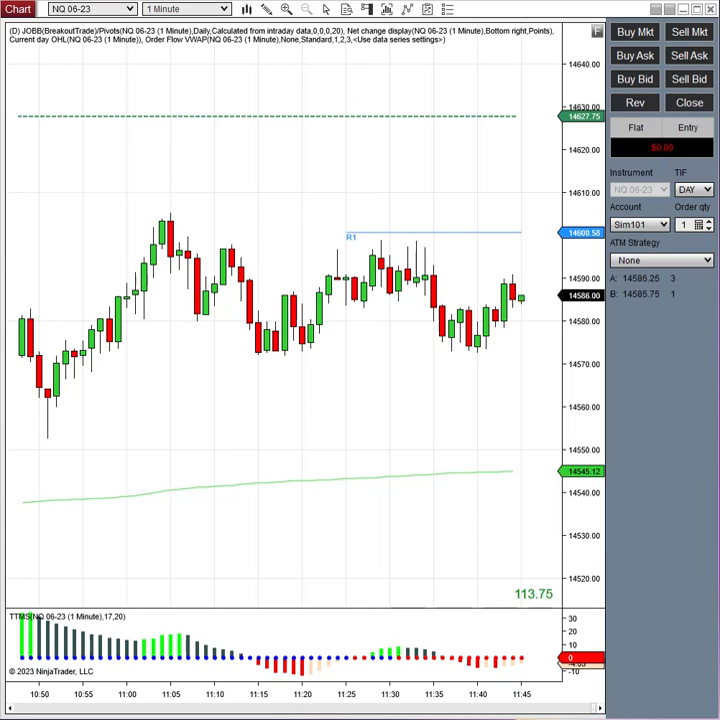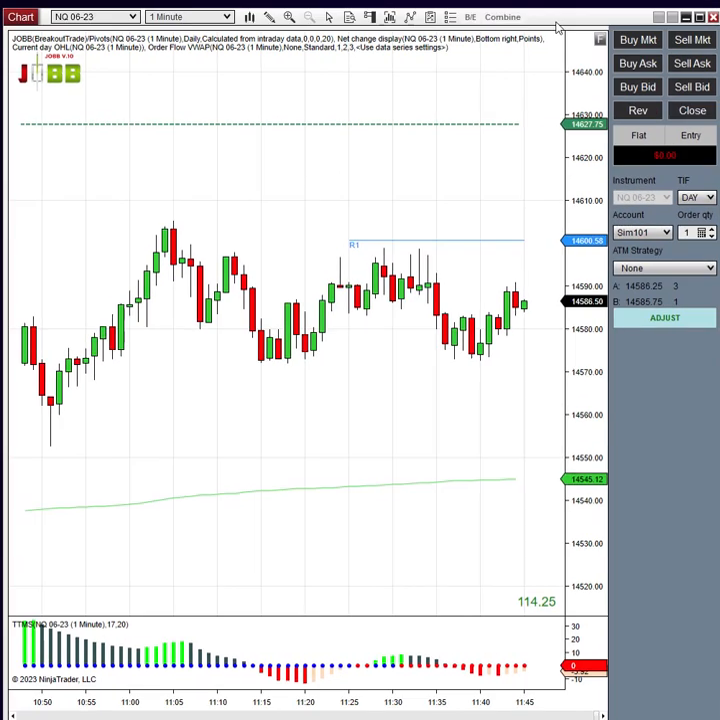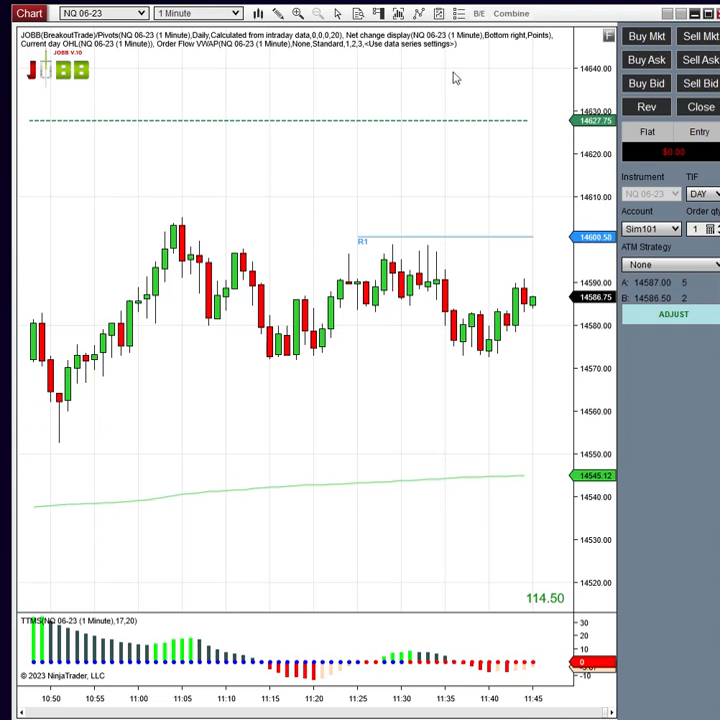Okay, a couple of ways to get out of a trade fast. One of the fastest ways to get out of a trade, once a trade is enabled, like I just set up a breakout trade, at the top of the chart, you have the break even button.